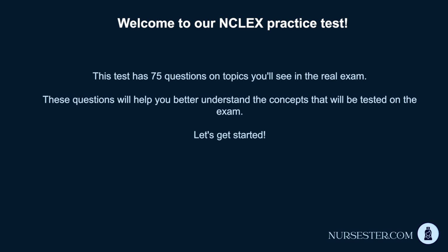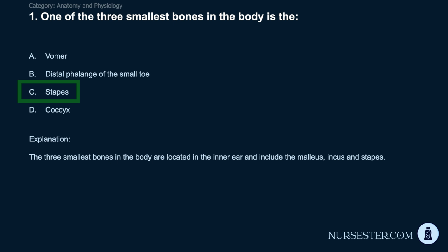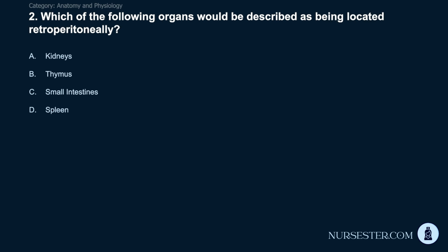Let's get started. 1. One of the three smallest bones in the body is the A. Vomer. B. Distal phalange of the small toe. C. Stapes. D. Coccyx. Correct answer, C. Stapes. The three smallest bones in the body are located in the inner ear and include the malleus, incus, and stapes.